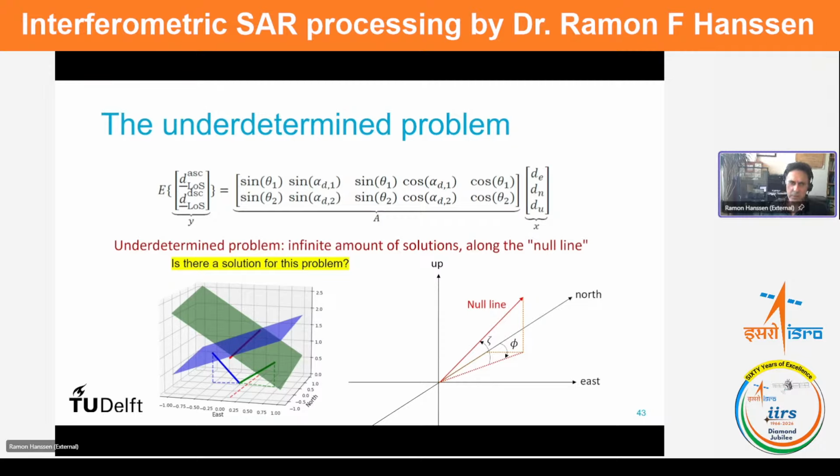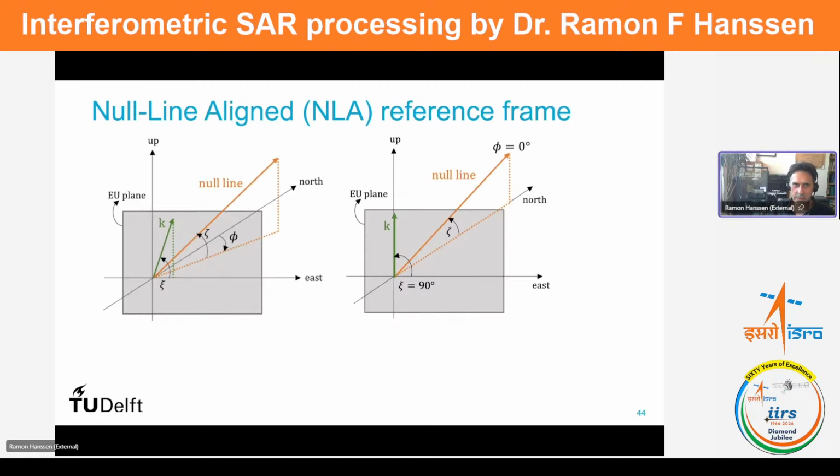So instead of having the east-north-up plane, this is for the east-north-up coordinate system, we could also define a new coordinate system, and we call that the NLA coordinate system, and the NLA stands for null line aligned reference frame. But actually the NLA also stands for the null line, the leaning axis, and the azimuth axis over here. Okay, so let's look at the problem here.